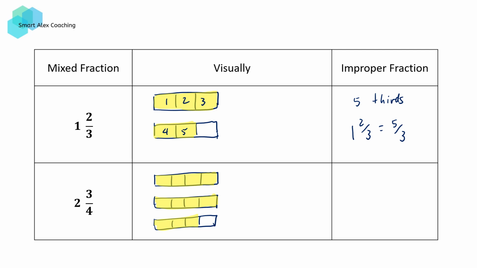So if we count all these up, we have got 1, 2, 3, 4, 5, 6, 7, 8, 9, 10, 11. 11 quarters, or 2 3/4 as a mixed fraction, is the same as 11/4 as an improper fraction. The idea of this method is to help you visualize what's happening, but it can get quite tedious, especially if you're working with large fractions. And that's why in the next slide, we're going to show you how to do this algorithmically.